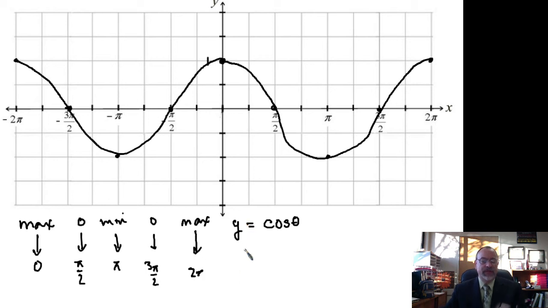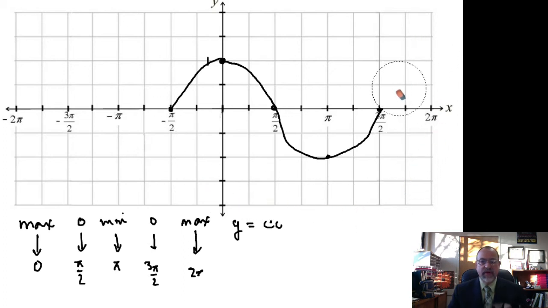Now, I want you to understand something. Why do we call these sinusoids? Because actually, if you look at it, let me take this away from here to here. Okay, and if I take this away from here to here, what does that look like? 0, max, 0, min, 0. Well, that's just the sine wave.